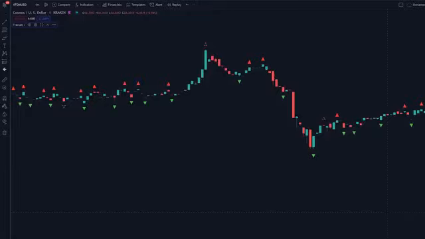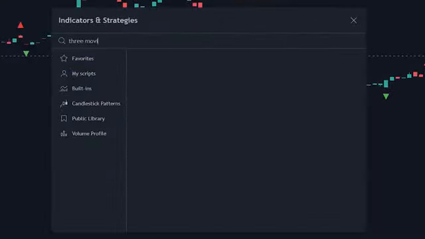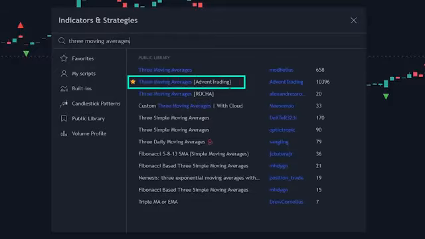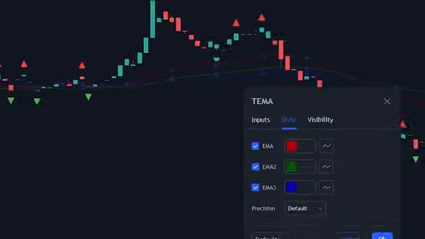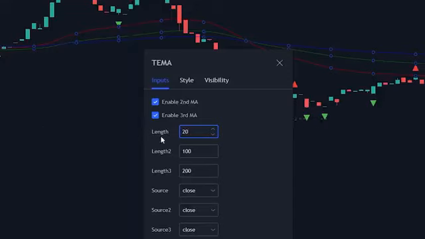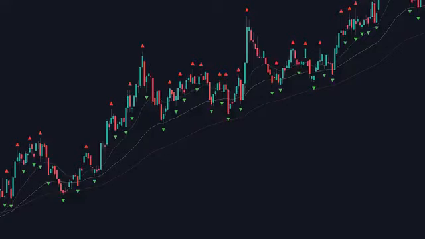Next, we're going to add some moving averages. Go back to the indicators tab and type in 3 moving averages. It should be this one by Advent Trading. Once you have that added, we're going to change the settings a bit. Go up to the settings of that indicator, change length 1 to 20, change length 2 to 50, and length 3 to 100. Then for simplicity's sake, I'm going to change the colors of the lines to green, yellow, and red in that order. Now that we have the indicators added, let's go on to how the strategy actually works.